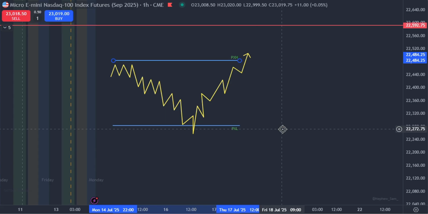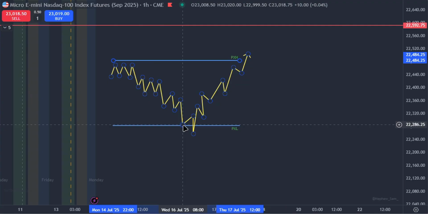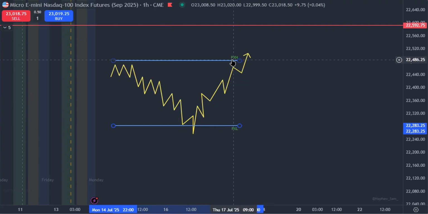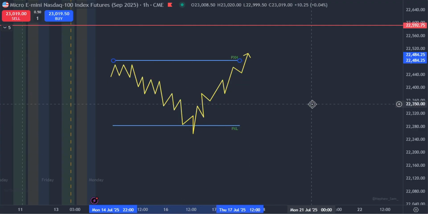What's another thing? Previous day. We purge a previous day low, we're going to go for a previous day high. What's another thing? A previous week low. We purge a previous week low, we're going to go for a previous week high. That's how we start identifying these market maker models, right?